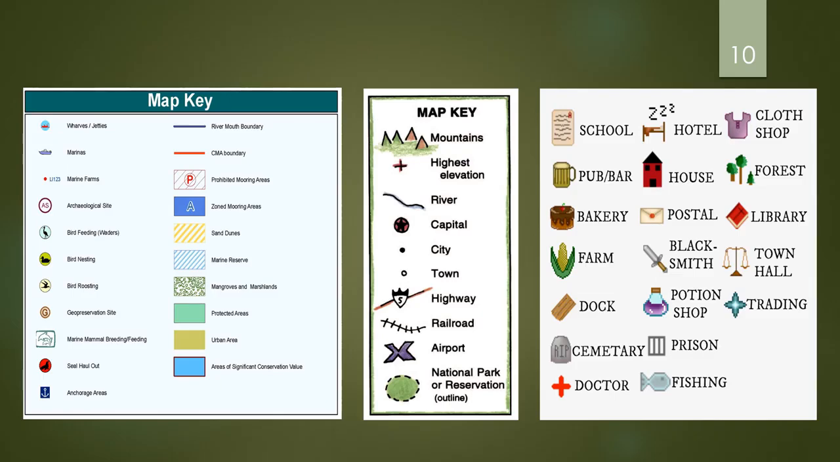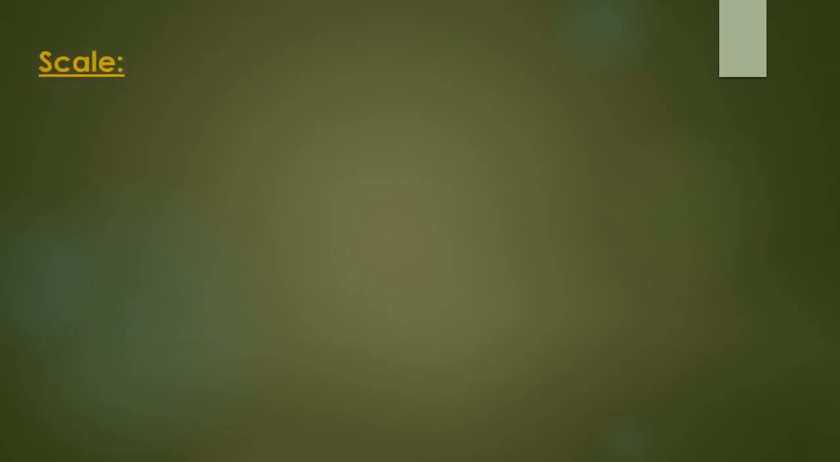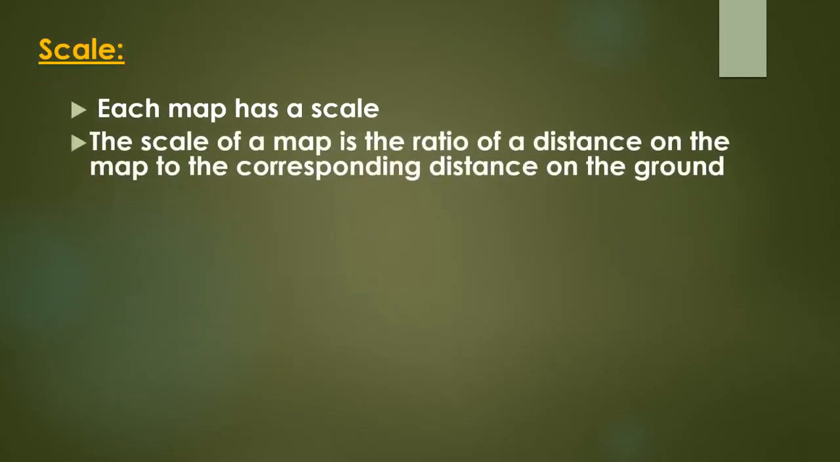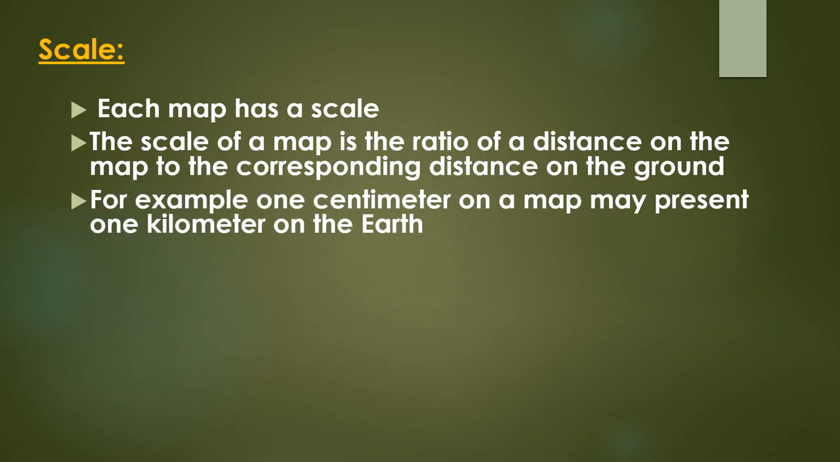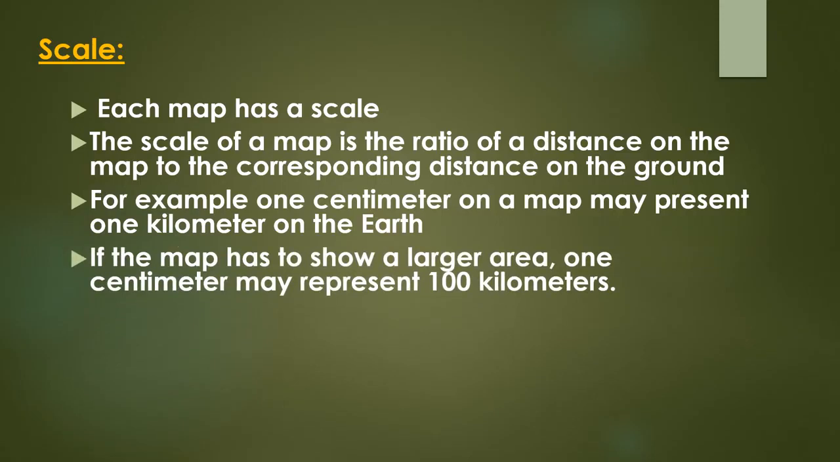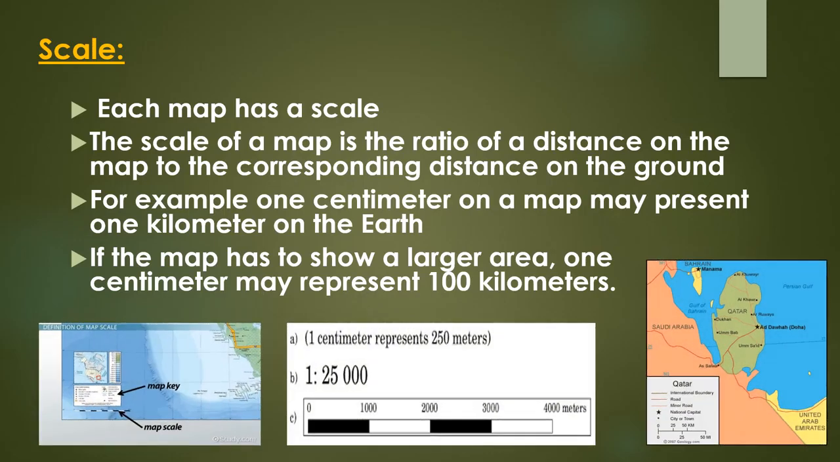The next important tool to study a map is scale. Each map has a scale. The scale of a map is the ratio of a distance on the map to the corresponding distance on the ground. For example, 1 centimeter on a map may represent 1 kilometer on the earth. If the map has to show a larger area, 1 centimeter may represent 100 kilometers. On the screen you can learn about the scales, how scales are given on any map.